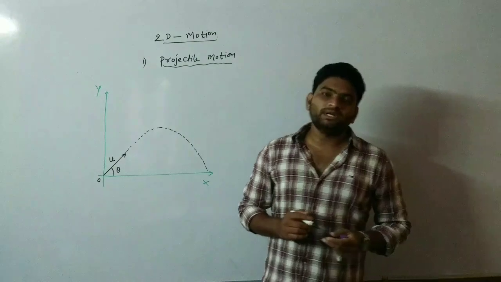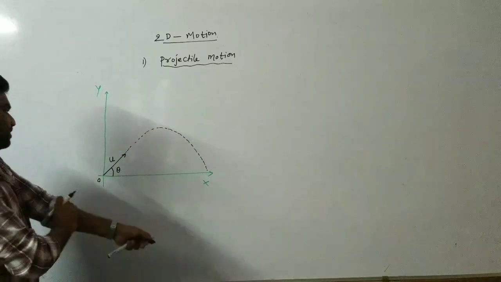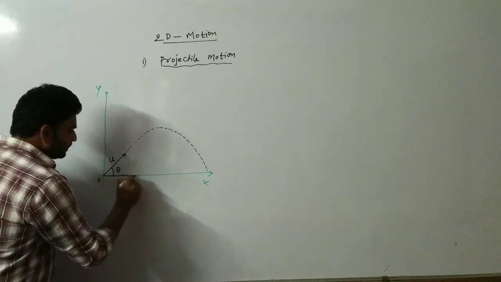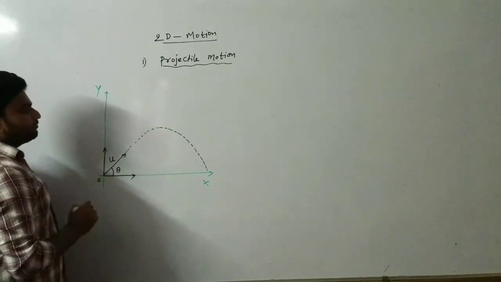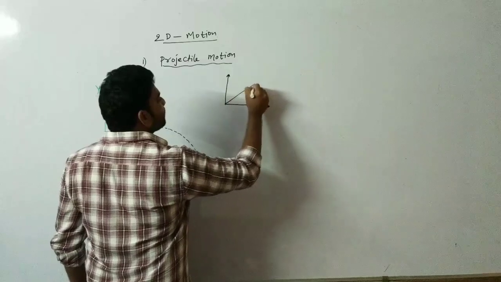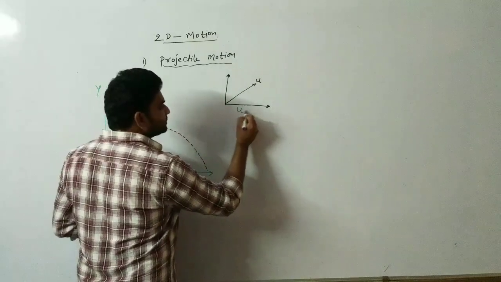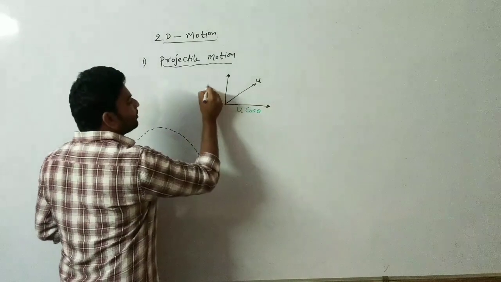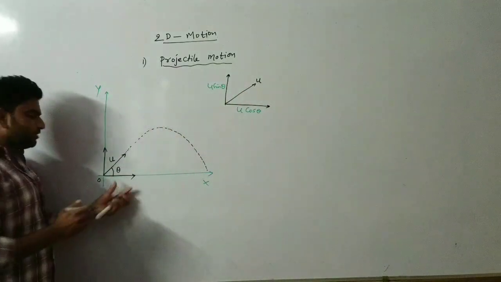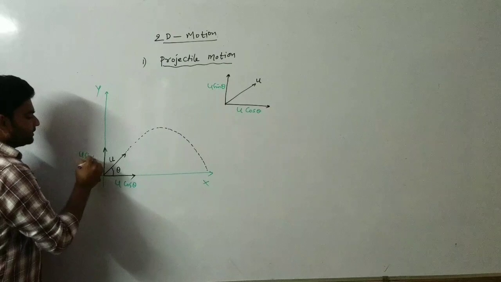In this projectile motion, it is very important to divide the initial velocity into components. You can see here, this is my initial velocity u, divided along the horizontal and along the vertical component. From the resolution of vectors, I am drawing this diagram. Here is my u, and the horizontal component becomes u cos theta, and the vertical component becomes u sin theta, right?